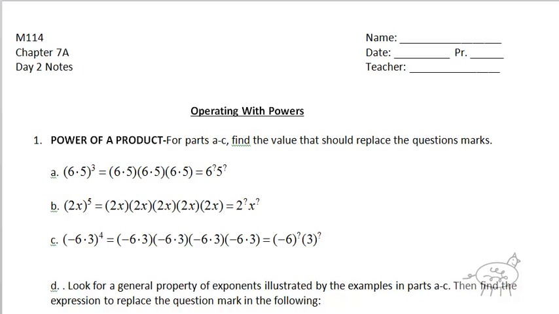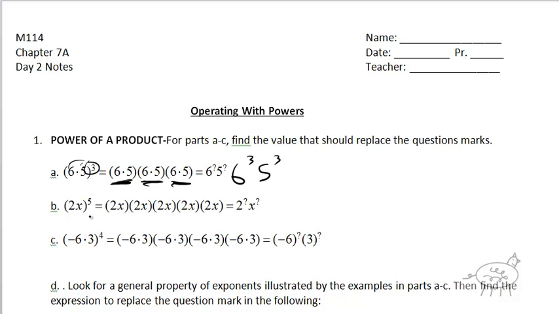Okay, so let's take a look at this problem. We said operating with powers. Power of a product, find the value that should replace the question marks. So basically you have 6 times 5 cubed. Do you guys agree 6 times 5 cubed just means we basically have 6 times 5 times another 6 times 5 times another 6 times 5? So that's like saying 6 cubed and 5 cubed. So we've done this already, even yesterday in the past lesson. The cubed is affected by both the 6 and the 5. So you cube the 6 and you cube the 5.